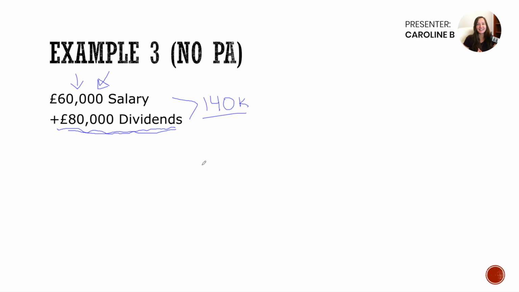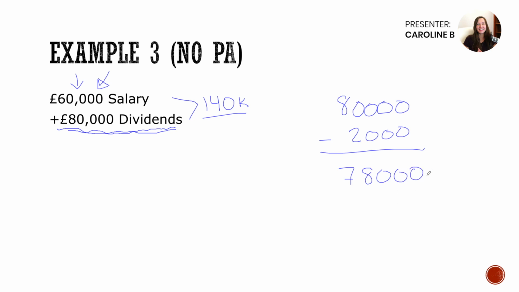And if we just look at the dividends, we know that this is already in the higher rate. It hasn't reached the upper rate threshold where the dividend tax changes again. So all we need to do here in this scenario is take the £80,000 of dividends, take away the £2,000 allowance, and this final figure will be taxed at 32.5%, which is £25,350 in dividend tax.